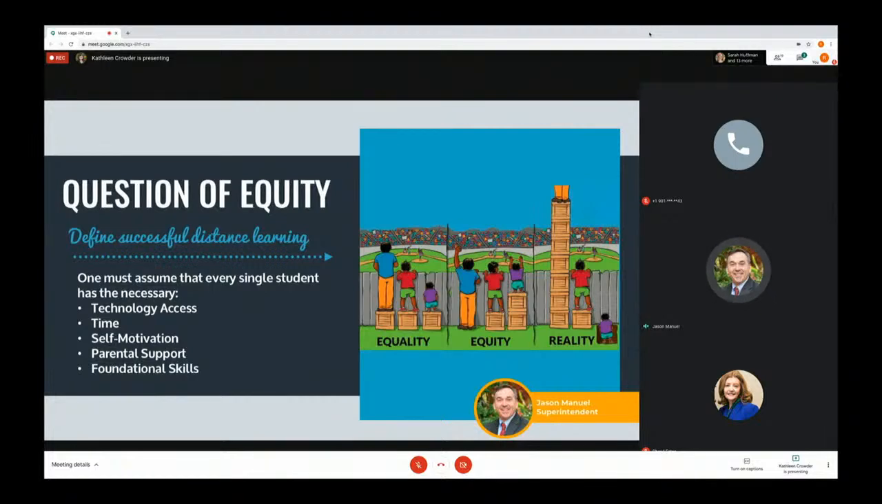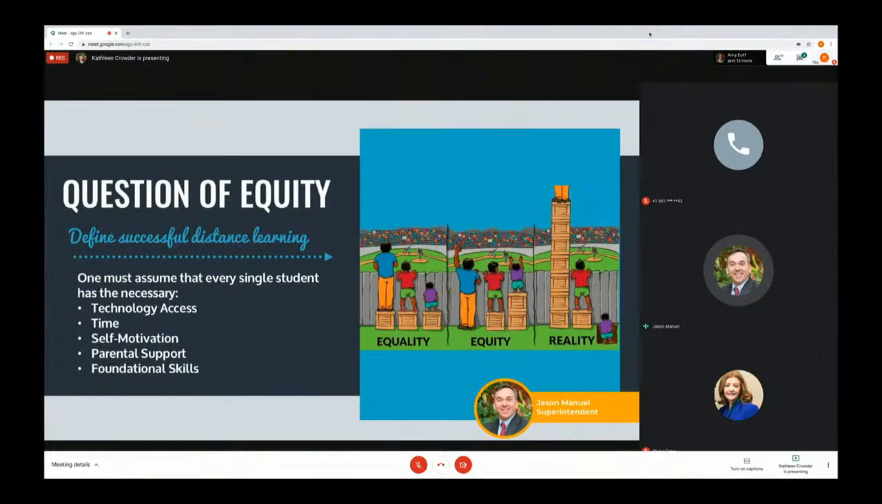They need more help. And so when you provide equity, and especially with our students with disabilities or our students who are coming from single family households or the economically disadvantaged, they may have different struggles than other students. And so in education, we have to provide additional supports for them.